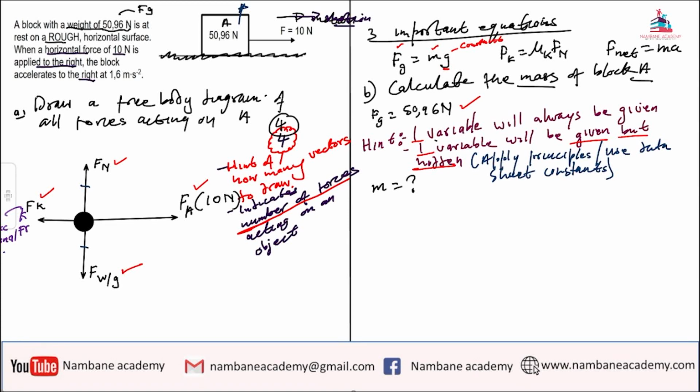Fnet is equal to ma. Do I have Fnet? No, I don't have Fnet. Do I have acceleration? Yes, I have acceleration. But I will now be working with two unknowns, which is the mass and Fnet. So that equation cannot be correct. The only correct equation should be Fg is equal to mg, which is 50,96. We want the mass, 9,8 that.